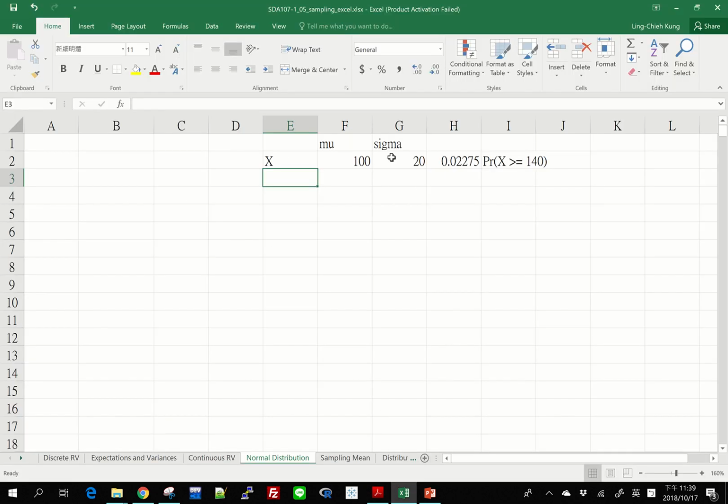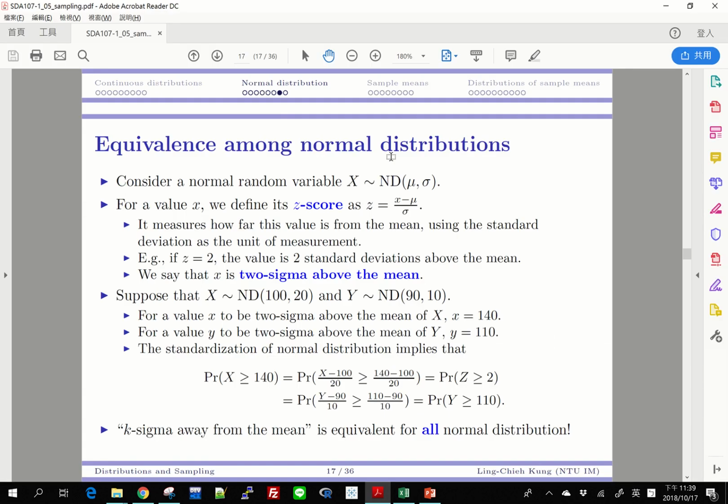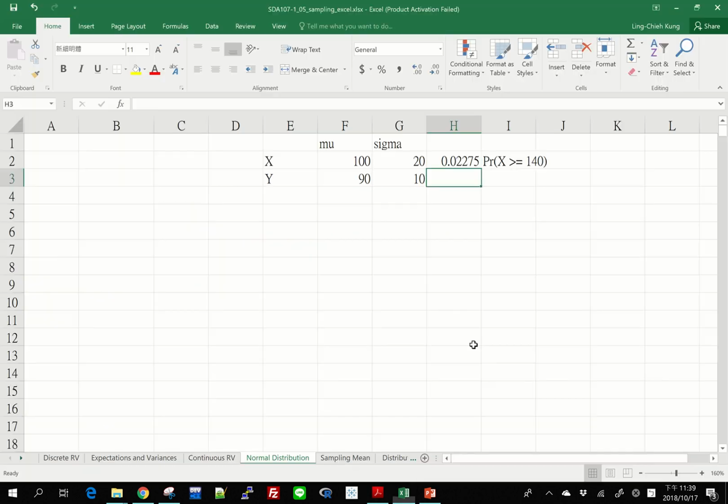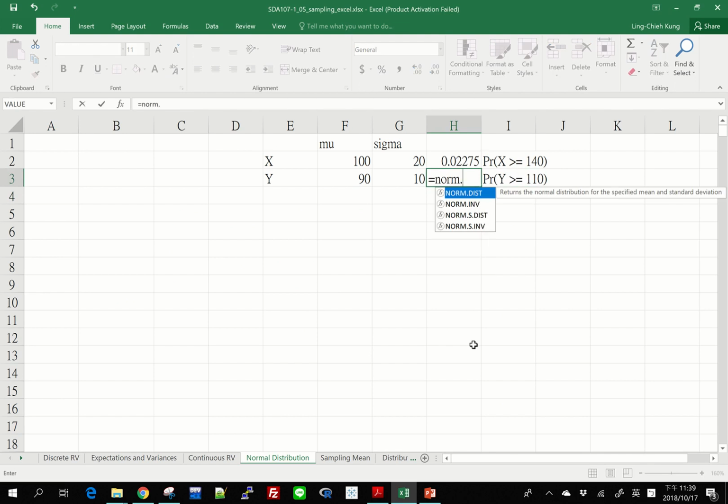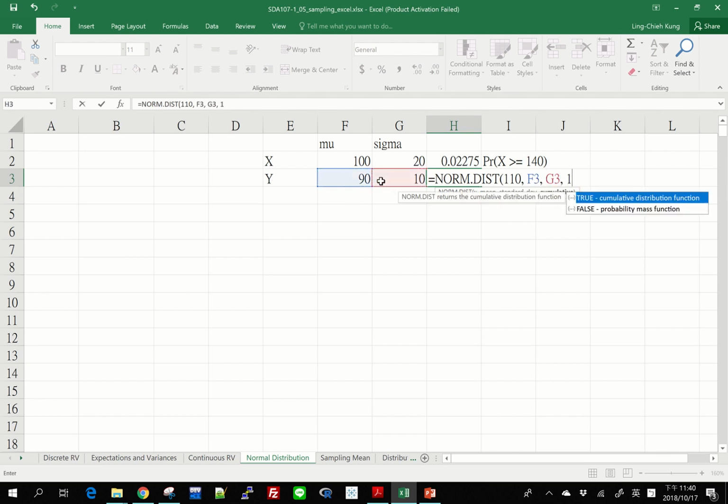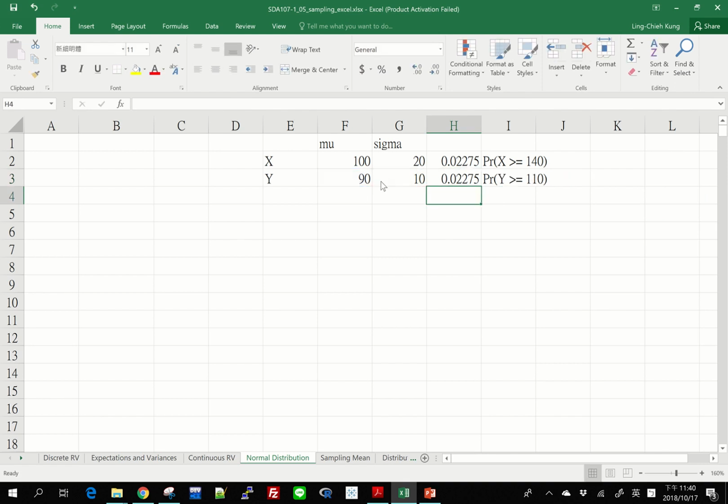I have y here, with mean 90 and standard deviation 10. And this is asking us to talk about y with cutoff 110. So what's the probability for y to be greater than or equal to 110? Well, NORM.DIST, and then 110. I have 90 here, I have 10 here, I have 1. Again, all I need to do is to use 1 to subtract that. I get exactly the same value.